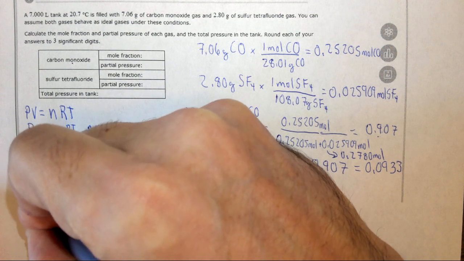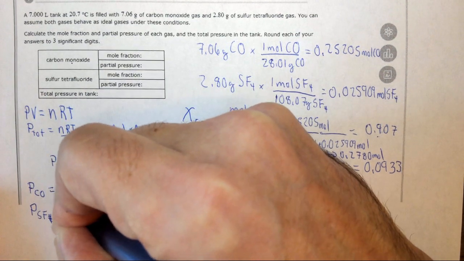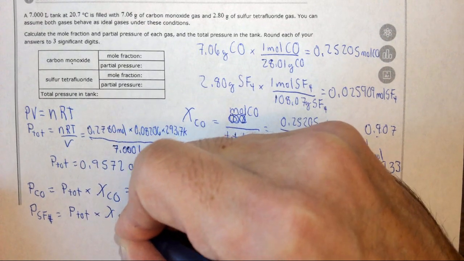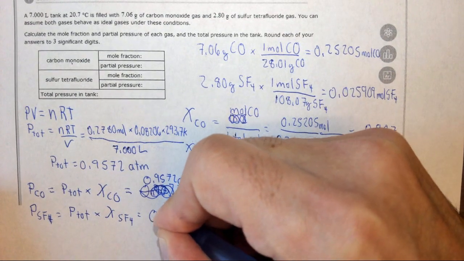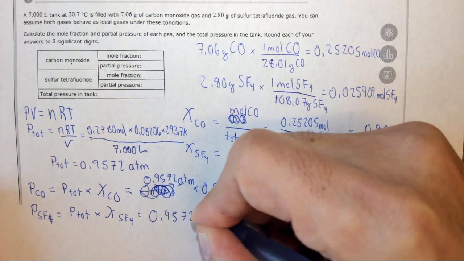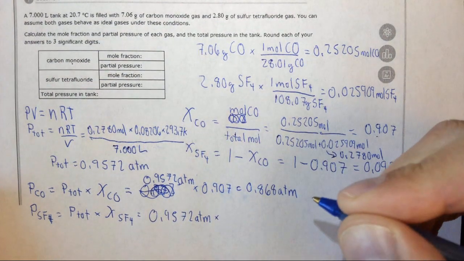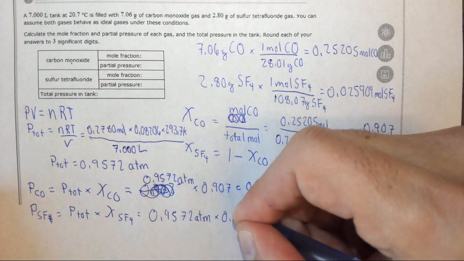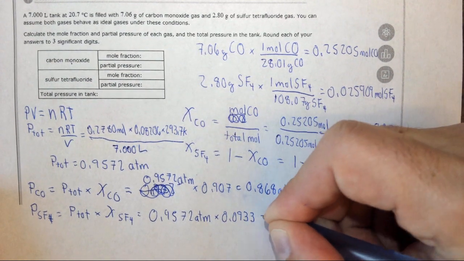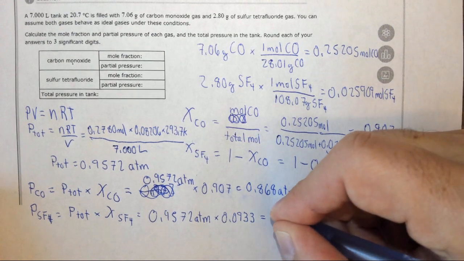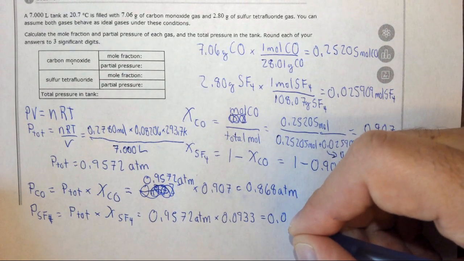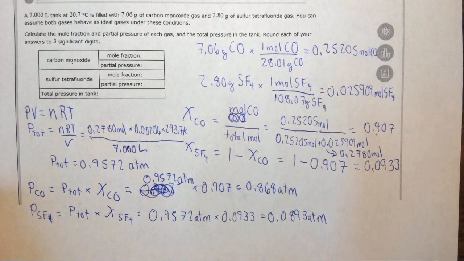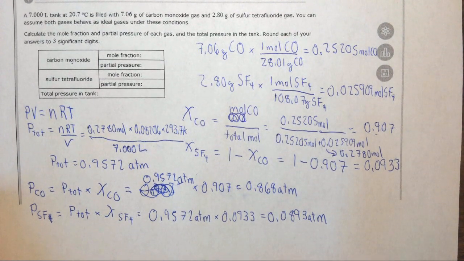I can repeat the exact same thing for SF4. The P of SF4 is equal to the total pressure times the mole fraction of SF4, which equals the same 0.9572 atmospheres, times the mole fraction of SF4, which is 0.0933, which is equal to 0.0893 atmospheres. I now have all of my answers.